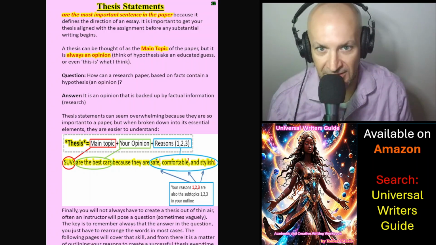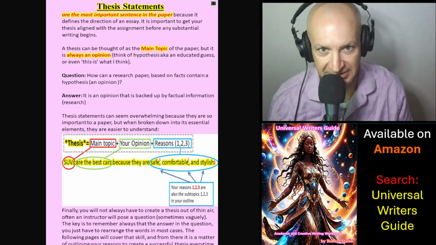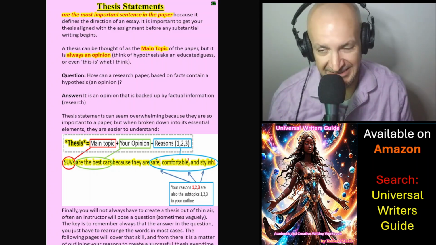A thesis can be thought of as the main topic of the paper, but it is also always an opinion. Think of the word hypothesis, right? In science and biology, we know this as an educated guess, and it's in there. It's hypothesis. And it can also be thought of as "this is." I don't know why I have that association, but thesis, like if you think about it, you got a little imagination. Thesis, this is, right?